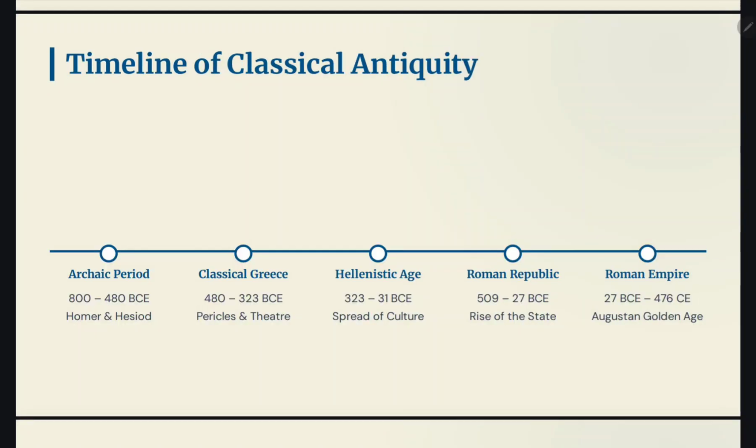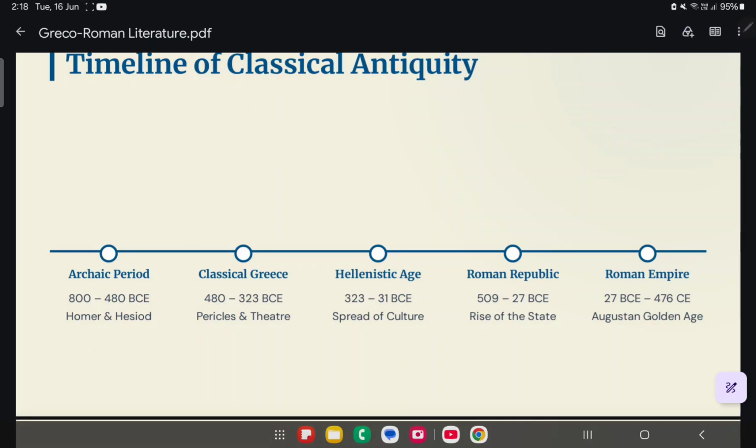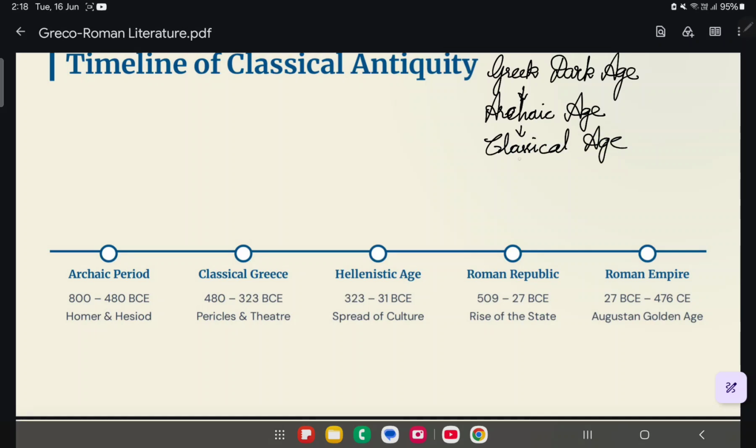Okay, scholars, we then move on to timeline overview. First, Greek Dark Age. Then comes Archaic Age. Then comes Classical Age. Then comes Hellenistic Age. Then comes Roman Republic. Then comes Roman Empire.